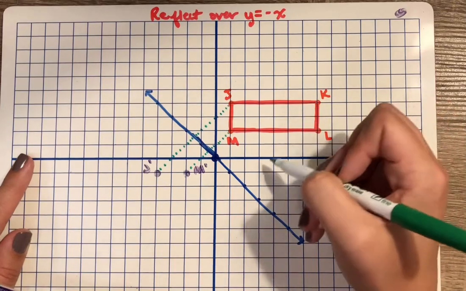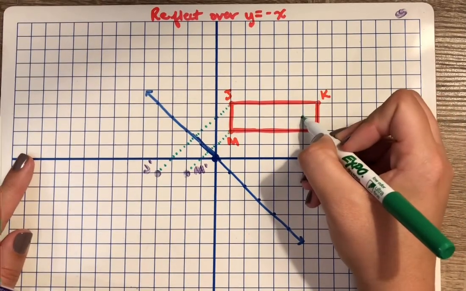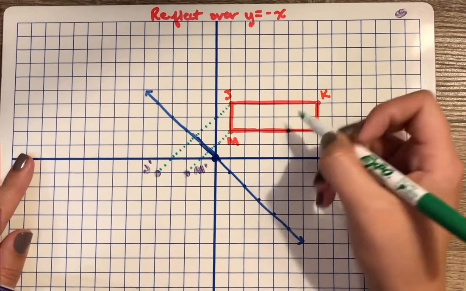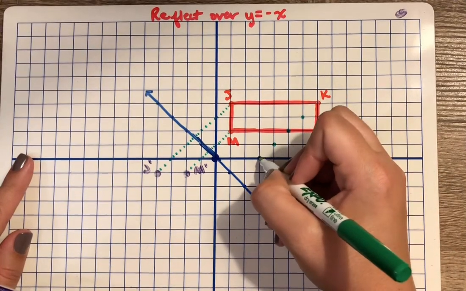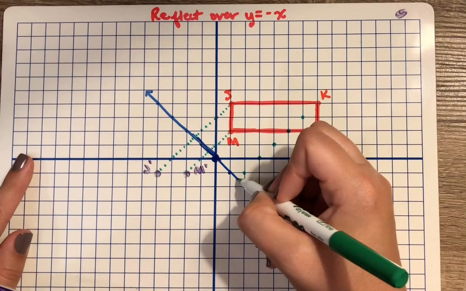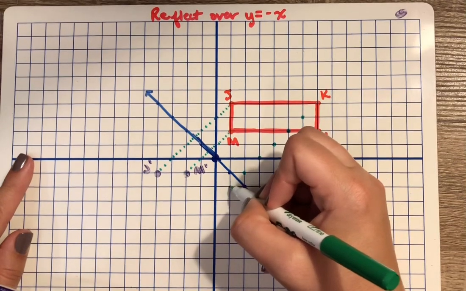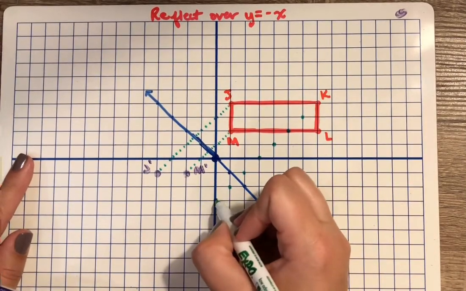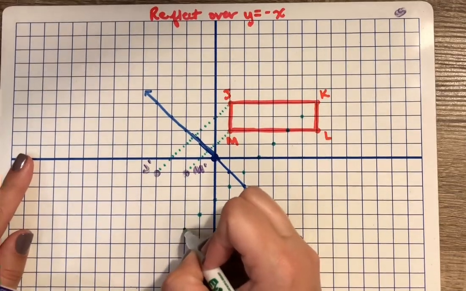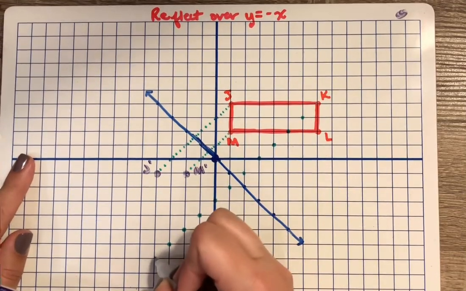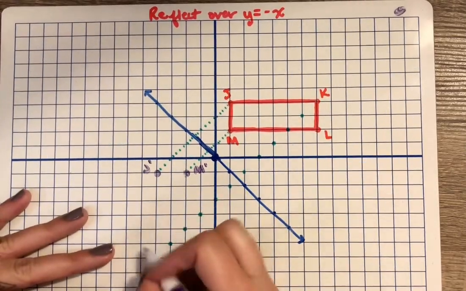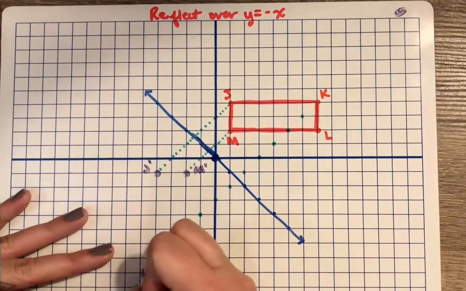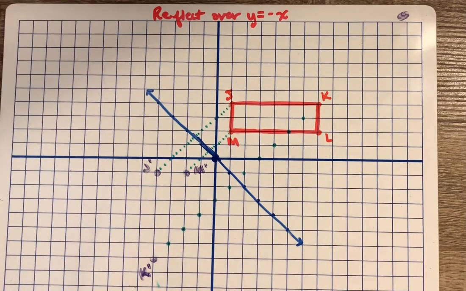So instead of drawing so much, I'm just going to draw on each diagonal corner. So that's 1, 2, 3, 4, 5.5. So I'm going to do the other half and then 1, 2, 3, 4, 5. Okay, so this is the location of K prime.